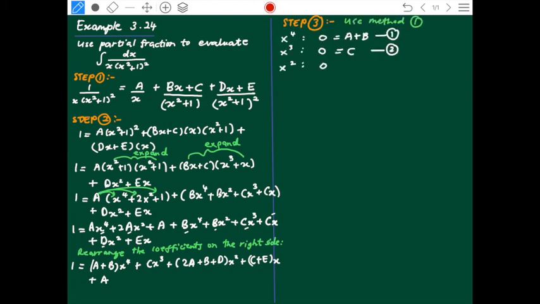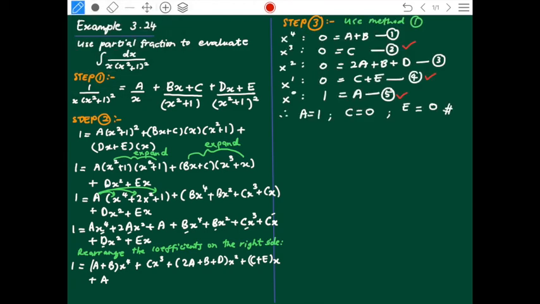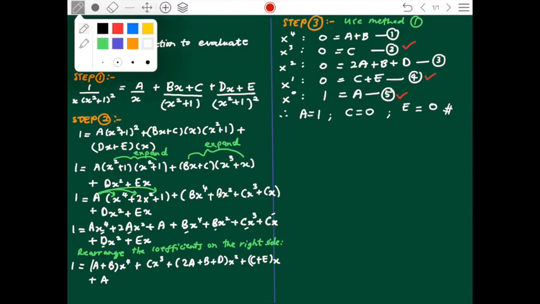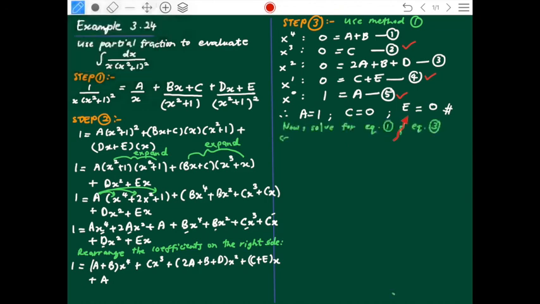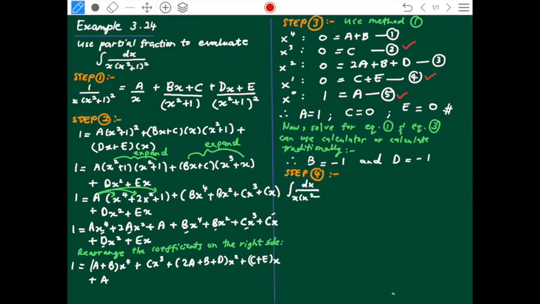So we proceed with step 3. In step 3, I use method 1, which is equating the coefficients. Here I managed to get a equals 1, c equals 0, as well as e equals 0. Now to solve the remaining, we need to solve equation 1 and equation 3. You can use a calculator. If you use a calculator, you will get b equals minus 1 as well as d equals minus 1.